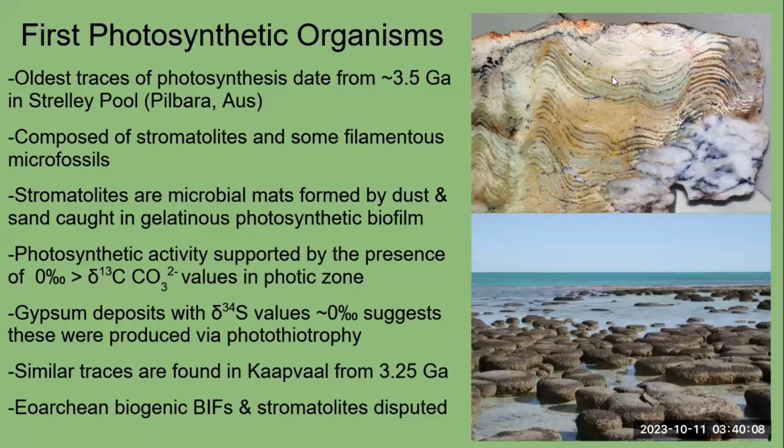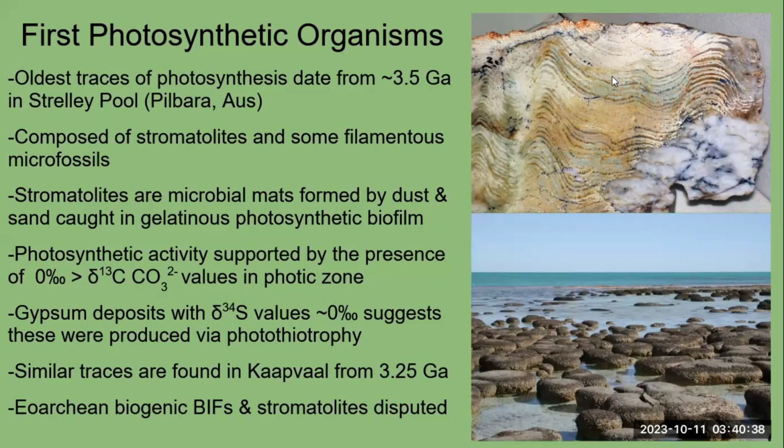Part of the discrepancy between the geologic and molecular records can be explained by the emergence of another key metabolic process, photosynthesis. The oldest evidence of photosynthesis dates from about 3.5 billion years ago, around the same time we find evidence of sulfur metabolism. More specifically, we found fossilized stromatolites and filamentous microfossils in the Strelley Pool Formation located on the Pilbara Craton in Australia.